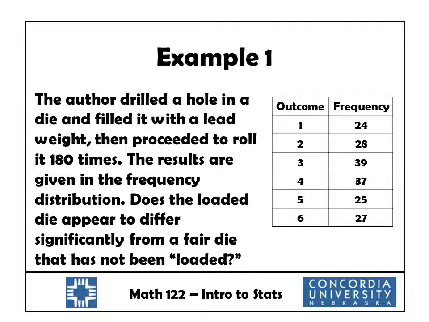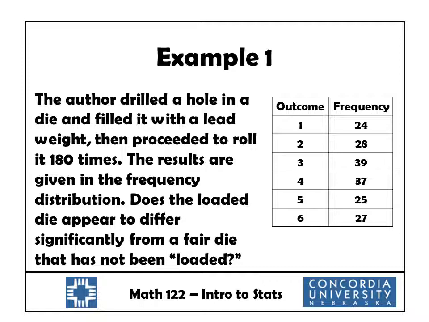So in our first example, the author of the textbook drilled a hole in a die and filled it with a lead weight and then proceeded to roll it 180 times. The results are given in the frequency distribution. So this distribution on the right says, for instance, we got a 1 24 times, a 2 28 times, etc. The question we want to try to answer here is, does the loaded die appear to differ significantly from a fair die that has not been, quote-unquote, loaded?